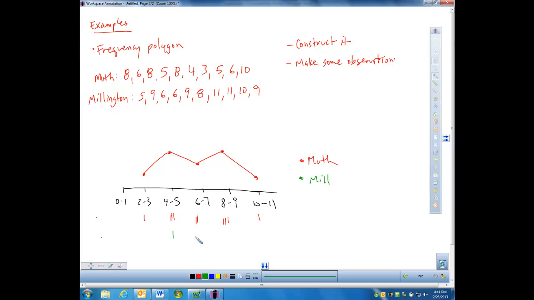Then I can do the same thing for Millington now. And I'm tallying all those up. I've got a 5 and a 9, a couple 6s, a 9 and 8, a couple 11s, 10 and 9. Now I can do the same thing. And I can plot those points.